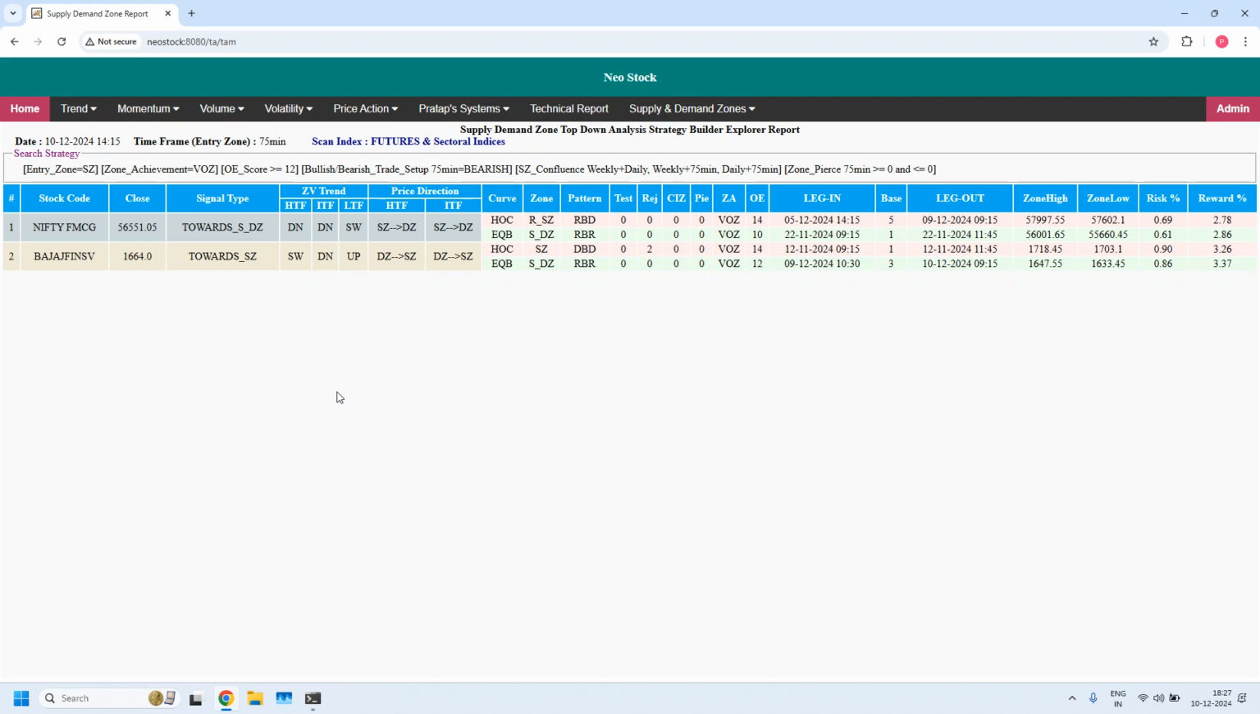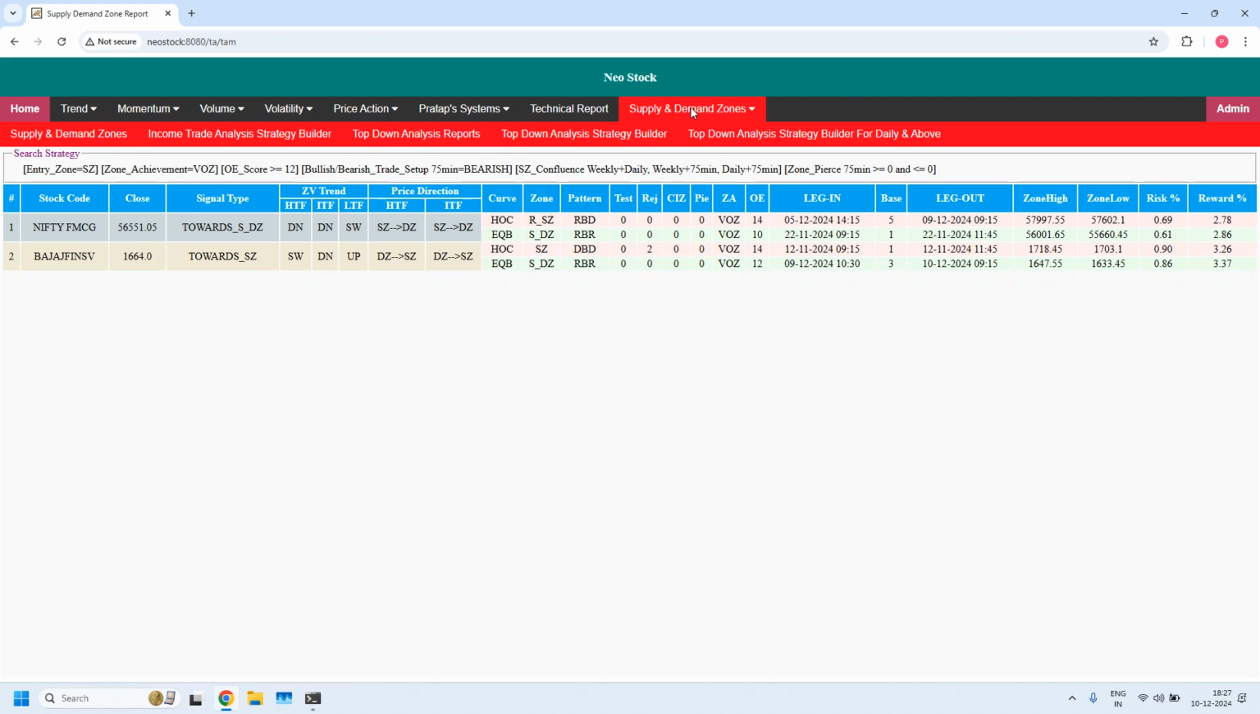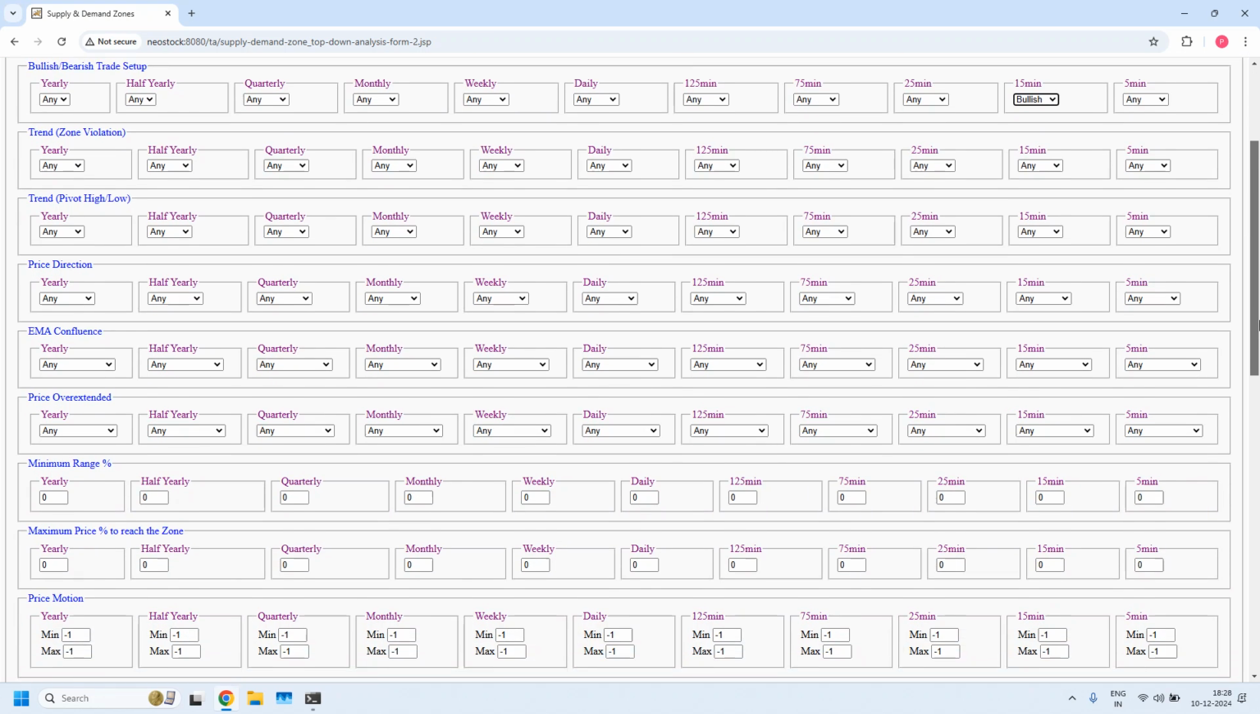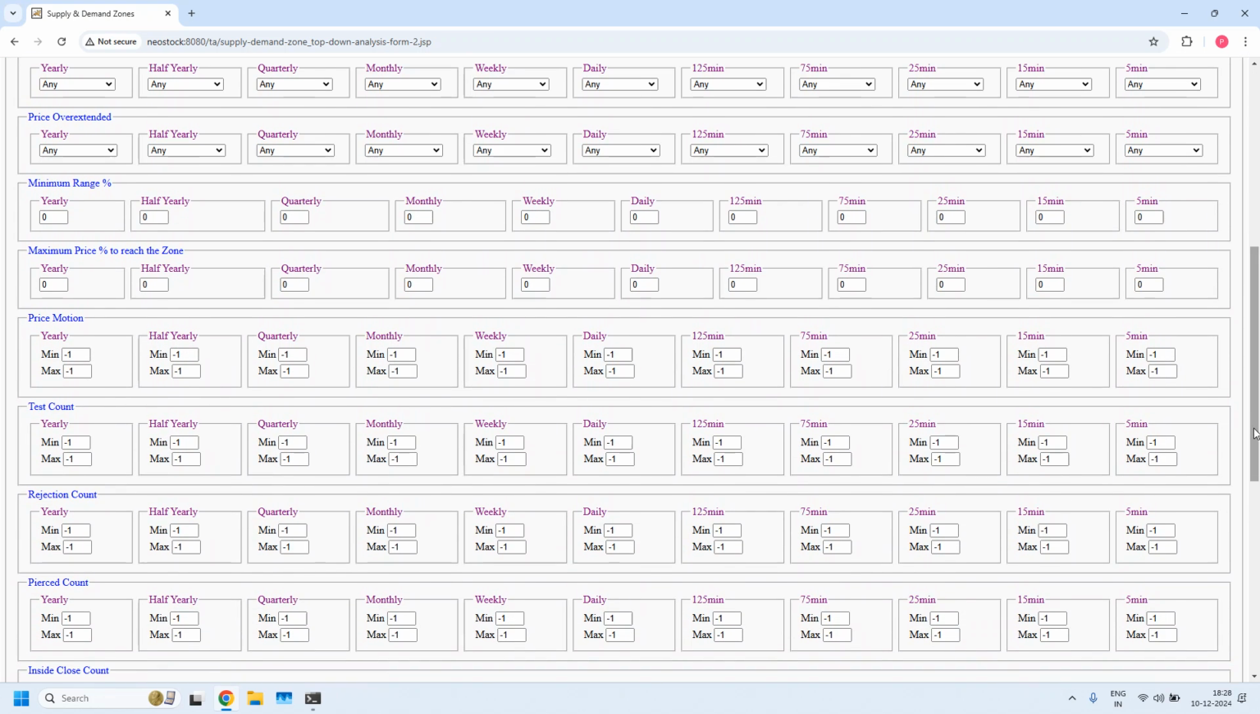And the next income trade is a daily income trade. For daily income trade, entry time frame is 15 minutes. For bullish trade setup, entry zone is demand zone. In bullish or bearish trade setup, at entry time frame 15 minutes, I am selecting bullish. And this 15 minutes demand zone should not be pierced. So in the pierced count, at 15 minutes time frame, I am setting minimum value 0, maximum value 0.